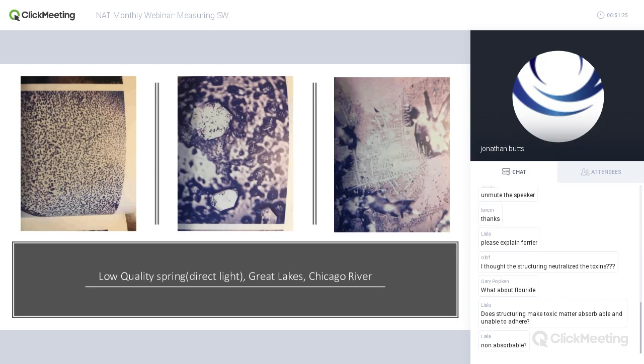Here we see water exposed to direct sunlight from a spring lake and Great Lakes. You see some hexagonal structures in there, but you also see a lot of black blobs, which is both energetically and physically attributed to the toxins. And then you see the Chicago River, a lot of right angles, a lot of black clumping in the crystalline structures. And you can zoom out on this stuff or zoom in.